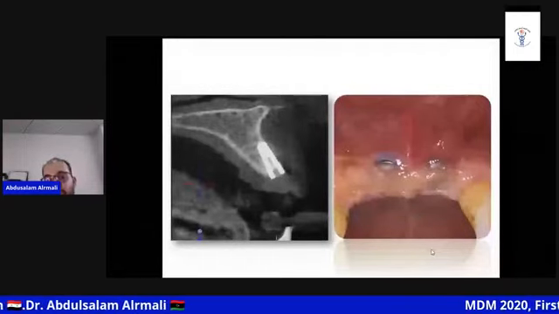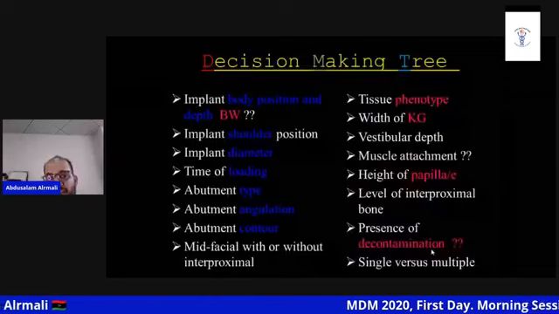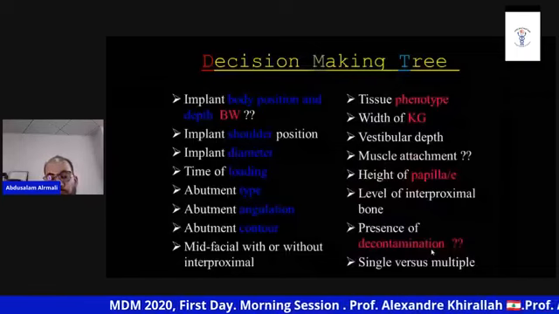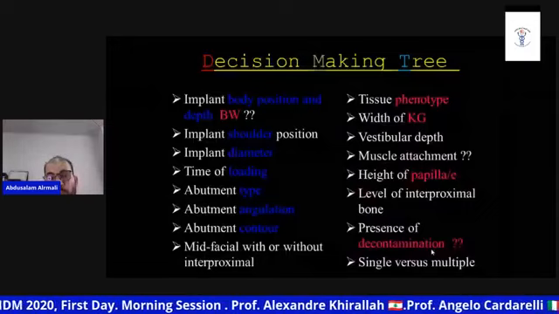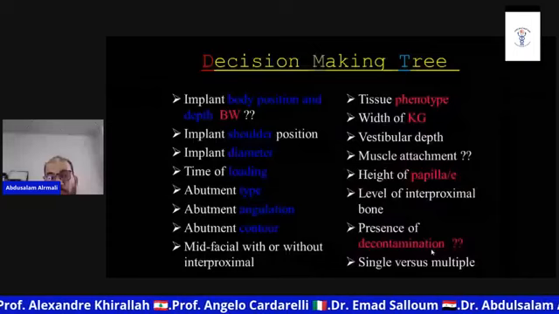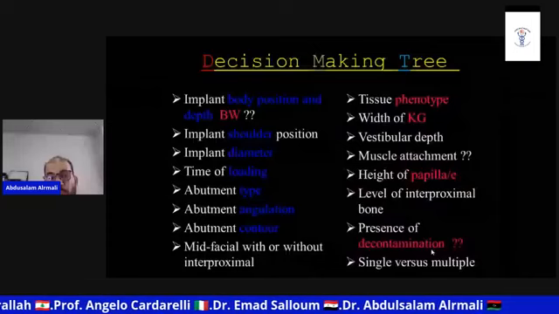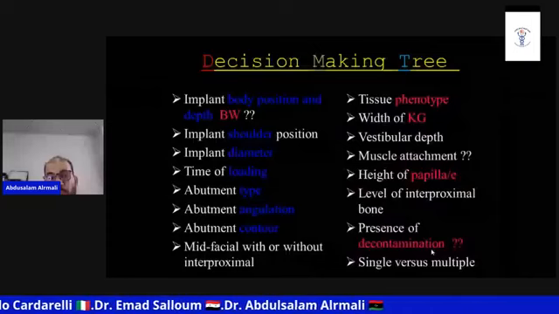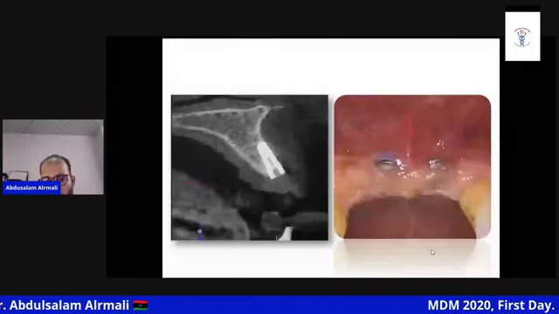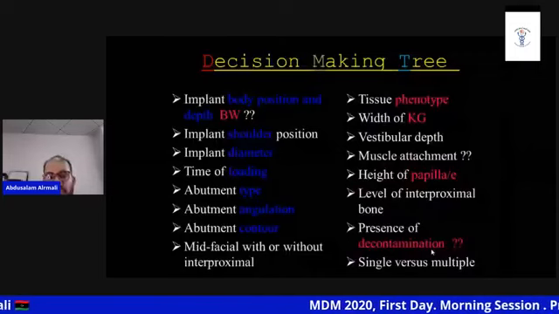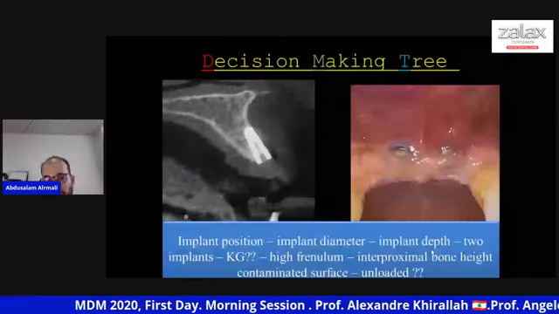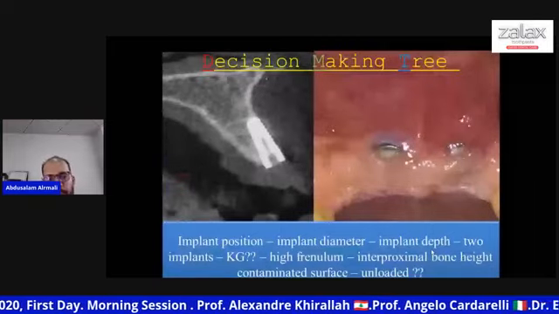Other factors: you have to do 3D evaluation and decision making, either to remove the implant if the implant position is malpositioned and the interproximal bone is compromised. There are a lot of factors you have to consider to take the decision either to graft or to remove, and it is better to remove those implants.